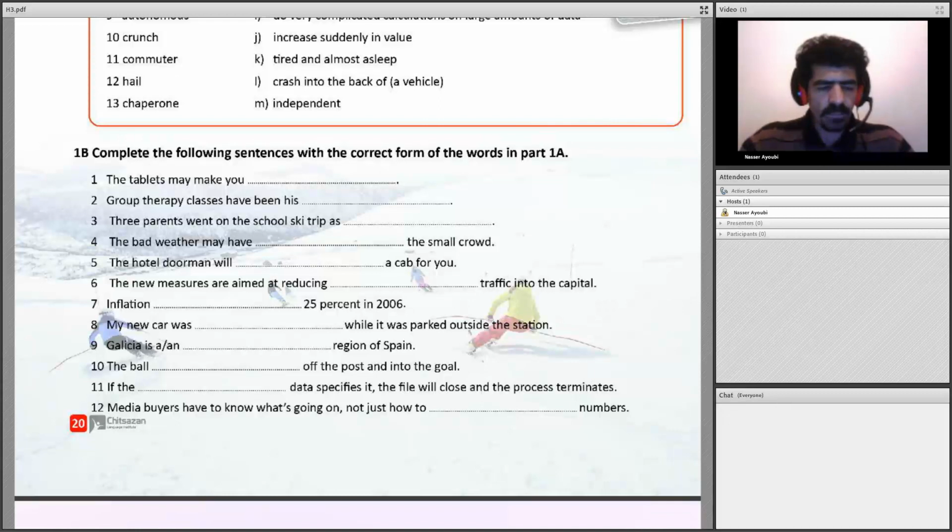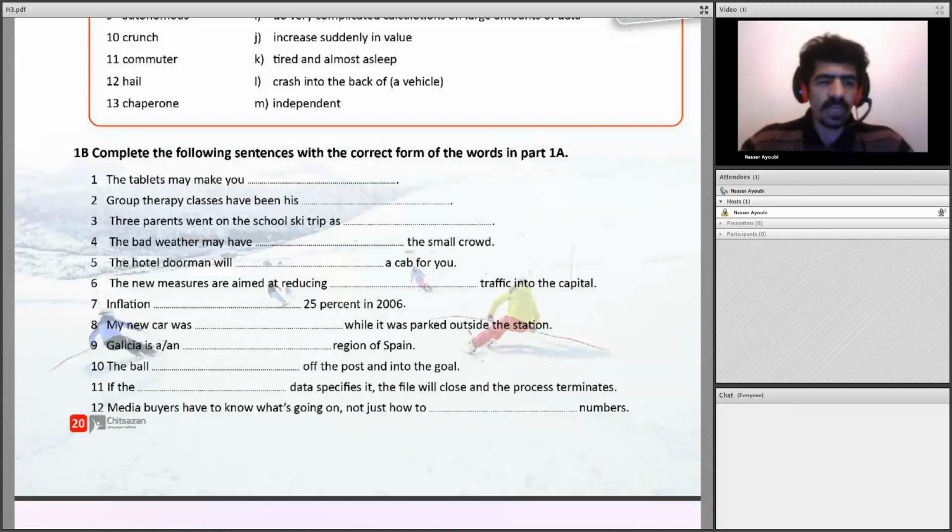Number 5. The hotel doorman will hail a cab for you. Will hail a cab, will call a cab for you. Number 6. The new measures are aimed at reducing commuter traffic into the capital. Capital is the capital city of the country. They have taken new measures in order to reduce the number of commuters going into the capital.